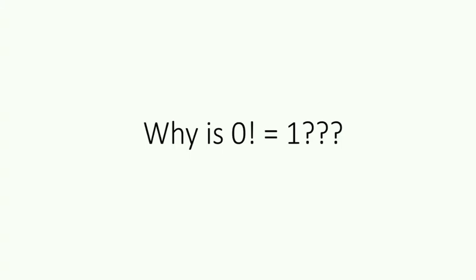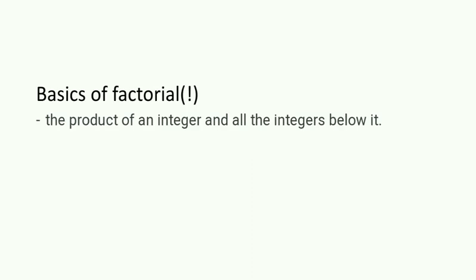Hello everyone, today we are going to discuss why 0 factorial equals 1. So first we will discuss the basics of factorial. Factorial is the product of an integer and all the integers below it. For example, 6 factorial equals 1 times 2 times 3 times 4 times 5 times 6.